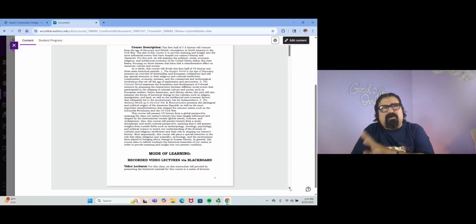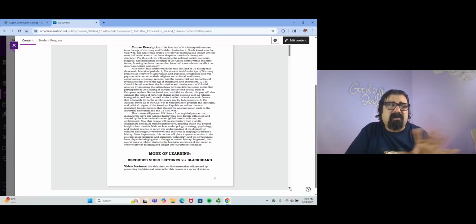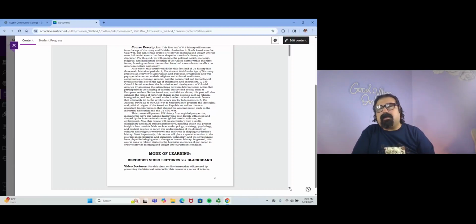We're also going to examine relationships between the European settlers and the Native Americans. However, it was not just religious, it was commercial. There were commercial transactions, trade between them, but also there was conflict. And we're going to pay attention to the conflict dimension as well.